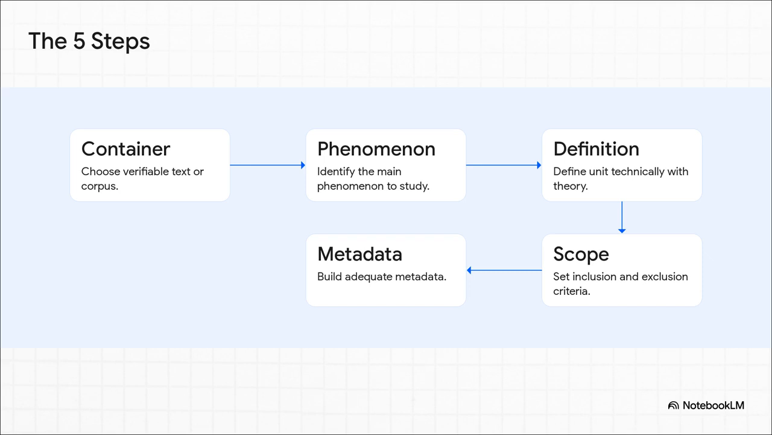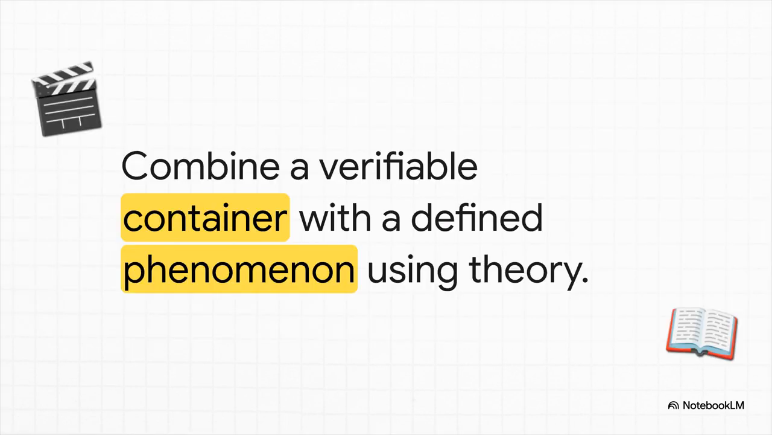Listen, I cannot stress this enough. Skipping even one of these 5 essential steps can lead straight to a rejected proposal. So let's break them down. Steps 1 through 3 require you to lock down a solid foundation. First up, you need a verifiable container, so not just a movie, but a specific edition or director's cut on a specific streaming platform. Second, you select your phenomenon within that container, something like wordplay and multimedia translation. And third, you have to define your terms using actual academic theory, not just a general dictionary.